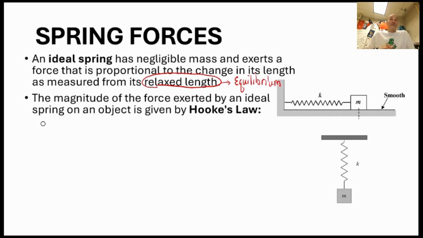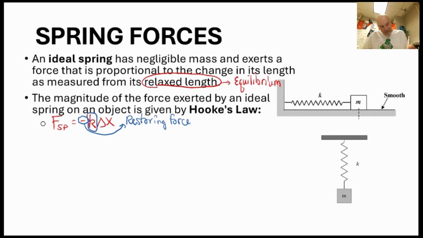The magnitude of the force that we talk about with springs is given by Hooke's law. Hooke's law says F sub SP equals negative k delta x. Some things about this equation: the negative sign just means that it is a restoring force. As mentioned, it wants to bring it back to its initial position, so it wants to restore back to that initial position.